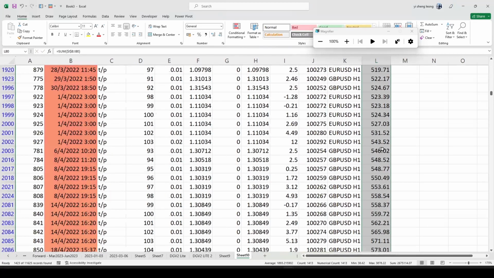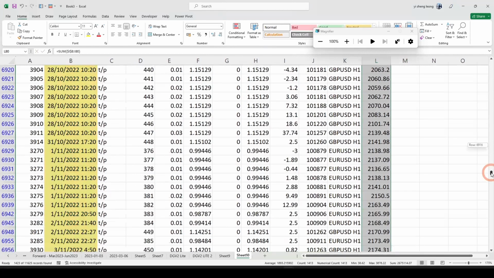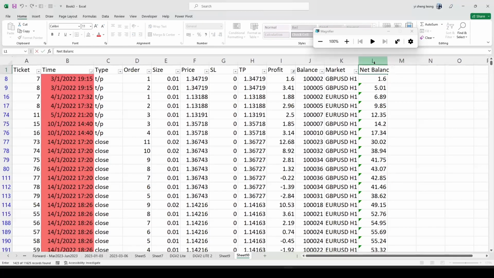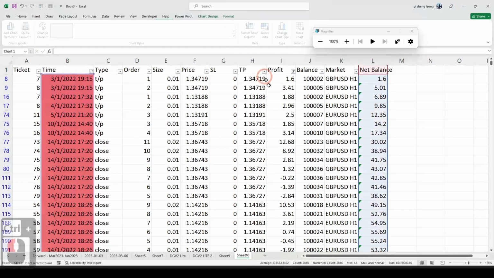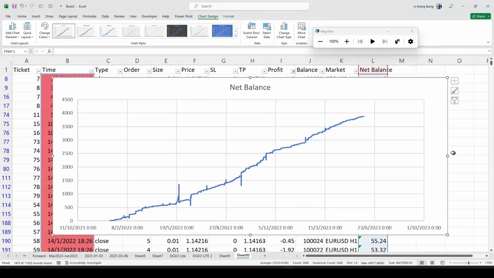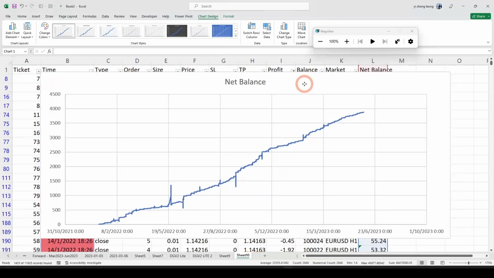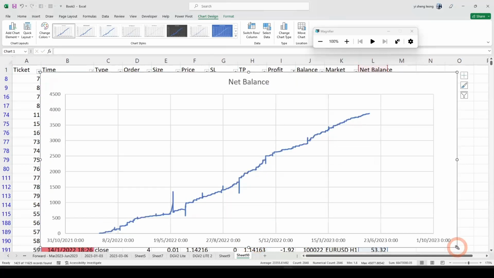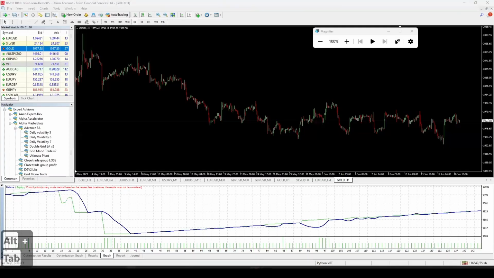Of course, there will be a certain time that has drawdown. So what you can see is the net balance. This is your time and this is the net balance. Time for insert, look for the graph. Okay, this is just having two markets combined.